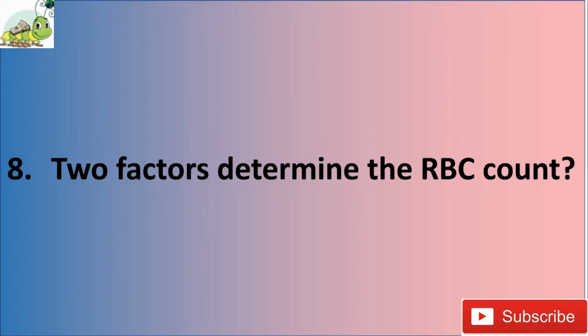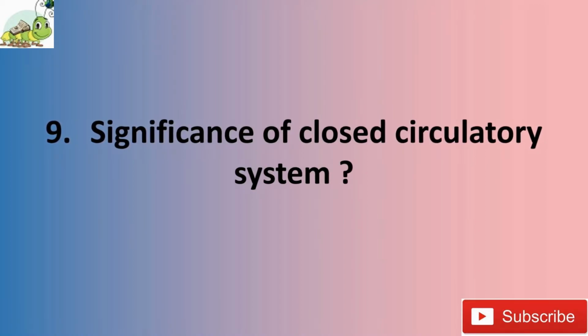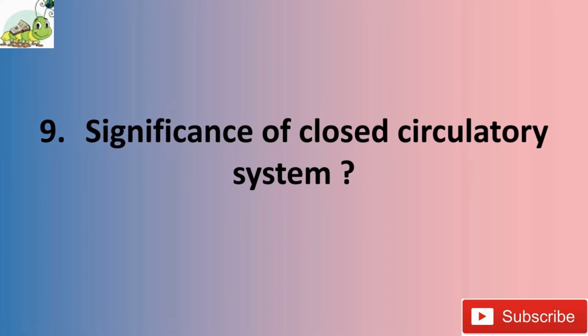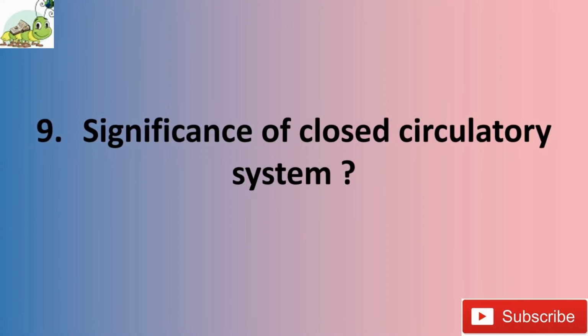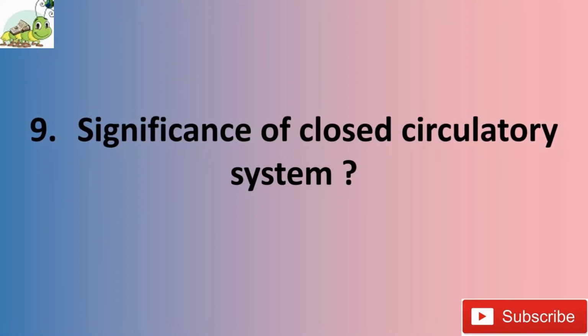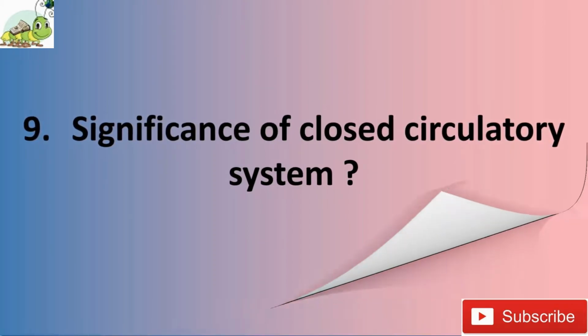Point number 8. 2 factors determine the RBC count. What are those? Physiological or metabolic state, and altitude at which the person is living. Point number 9. Significance of closed circulatory system: the blood flows at faster speed which increases the efficiency of circulation, and volume of blood flowing through an organ can be regulated.